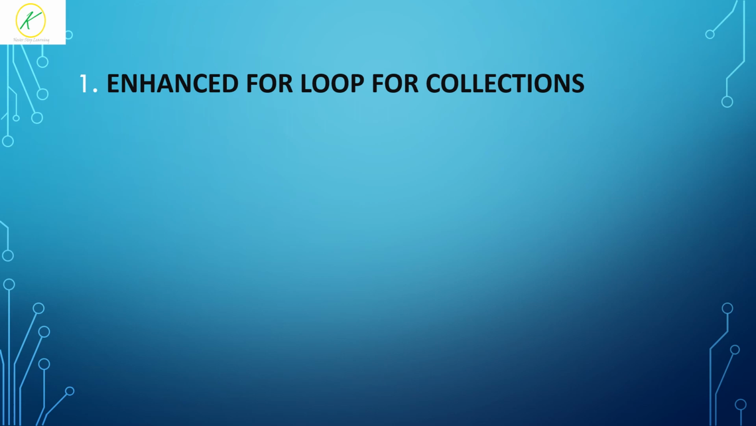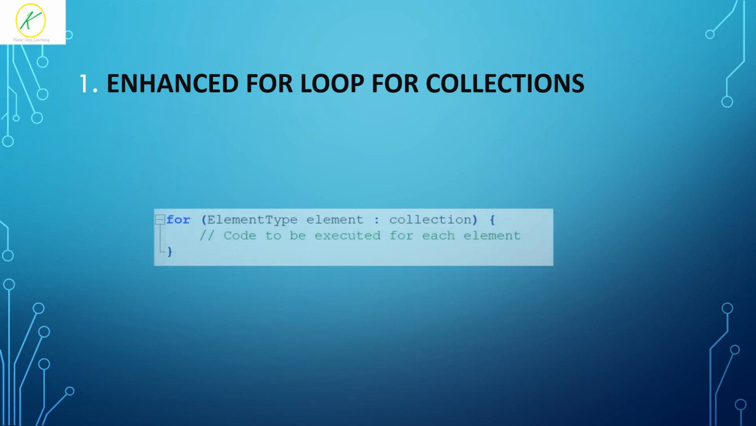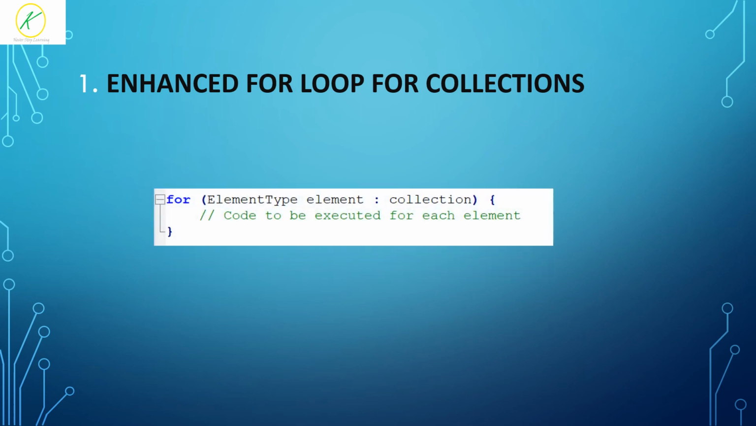The enhanced for loop, also known as the for-each loop, is a syntactic sugar introduced in Java to simplify the process of iterating through collections, arrays, lists, sets, etc., or any other iterable objects. It provides a more concise and readable way to traverse elements without the need for explicit indexing or manual control of the loop variable. Here's the basic structure of the enhanced for loop. Start the for loop with an open bracket, then write the element type, then the name of the variable, a colon, the collection, close the bracket, start a curly bracket, write your code, and then finally close the curly bracket.